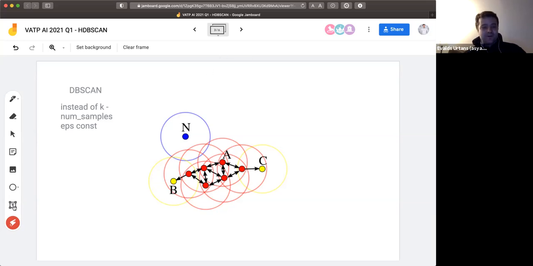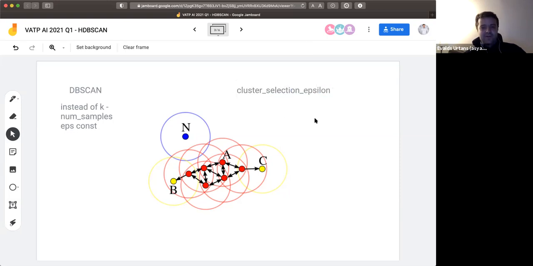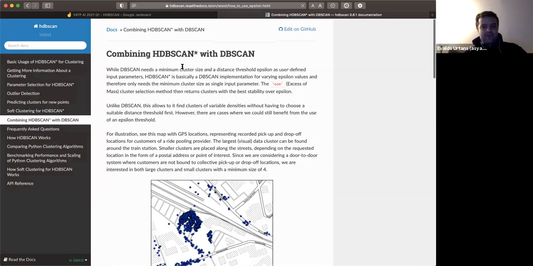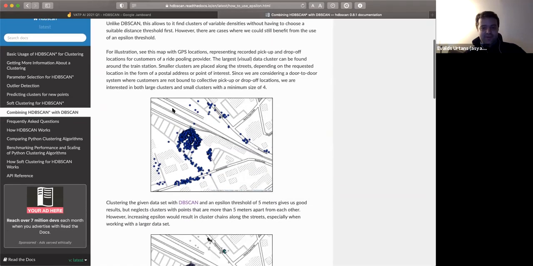And there is a parameter here. The parameter name, just a second, is cluster selection epsilon, that you can combine with the HDBSCAN algorithm. The authors have a way to combine both of these methods, because none of them alone is perfect. So I will open that link here. I will also add that link, or you can just find it in the documentation of HDBSCAN, where it gives a really nice example why this is important.